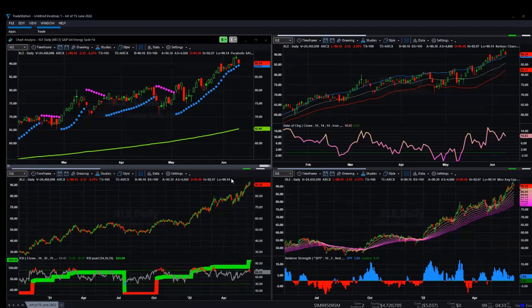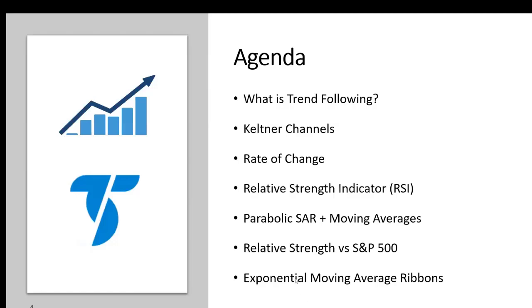Okay, so going on now to slide number 4. Very briefly, what is trend following? And then basically we're going to go through Keltner channels, rate of change, relative strength indicator, RSI, parabolic SAR, moving averages used together, relative strength versus the S&P, same name as this, but 2 different things completely, and then exponential moving average ribbons, excuse me.